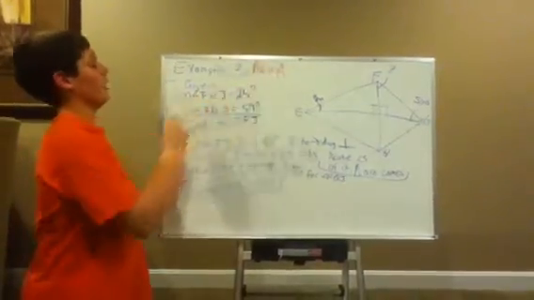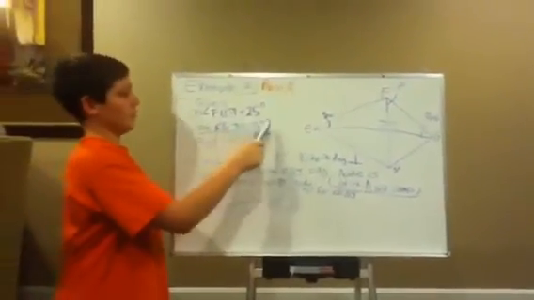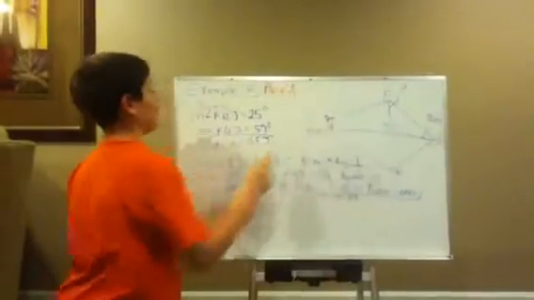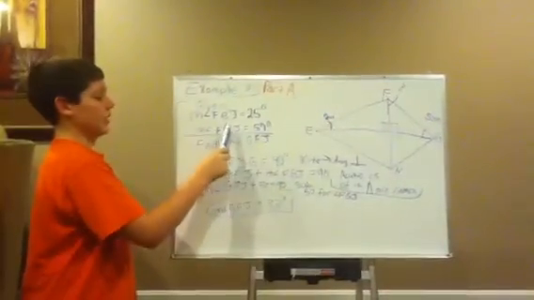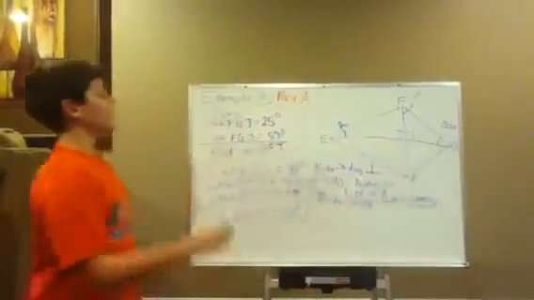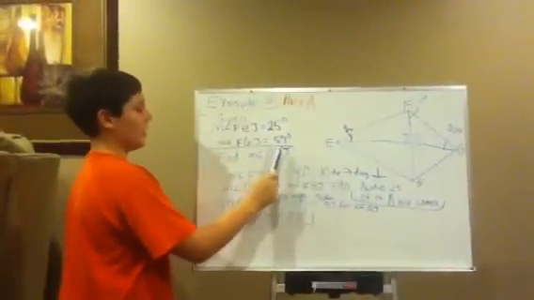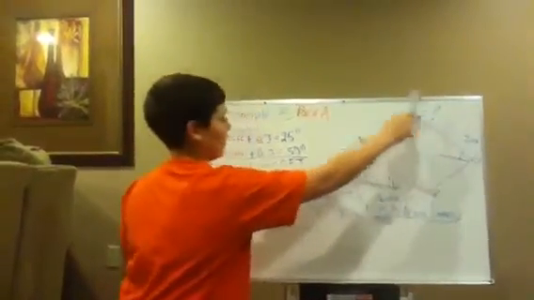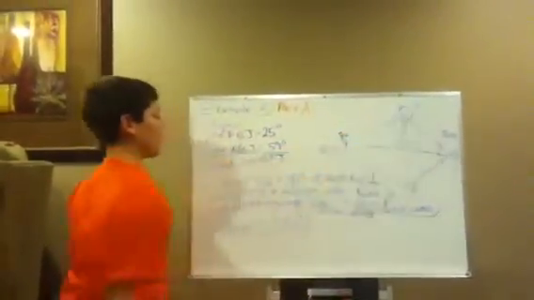Example 2, Part A. It's given that the measure of angle FEJ equals 25 degrees, and the measure of angle FGJ equals 57 degrees. Find the measure of angle GFJ. So this angle right here.